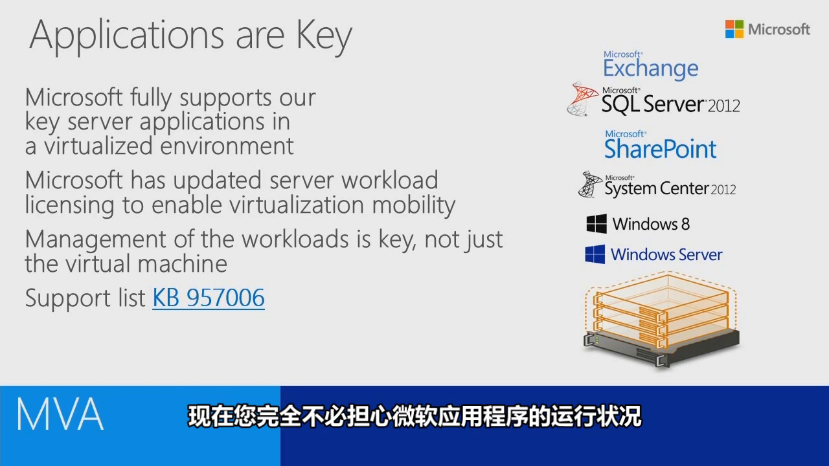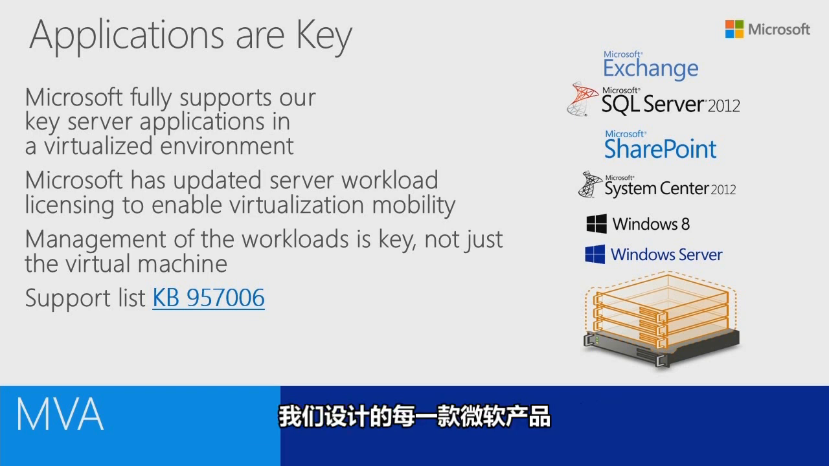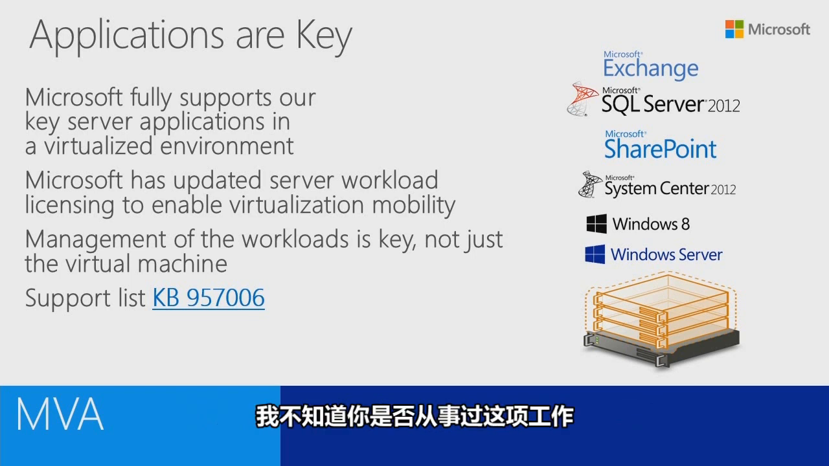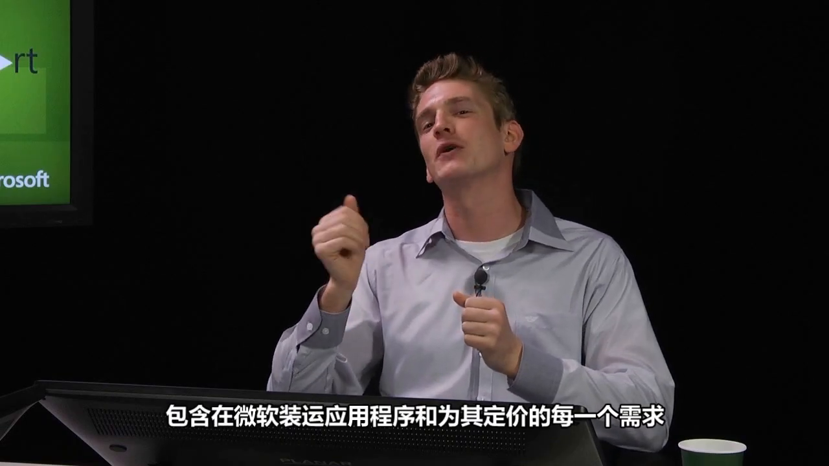It's great to say, hey, I have an application, but I just don't know how well it's running. Now, every single Microsoft product that we design, we go through what is called the common engineering criteria. I used to be on an engineering team. Jeff still is on the engineering team. And I don't know if you've had to go through the common engineering criteria. That was one of my jobs. It is about a 150-page checklist of every single requirement to ship an enterprise application at Microsoft. So you have to support IPv4, IPv6, Active Directory, internationalized domain names, etc., etc.